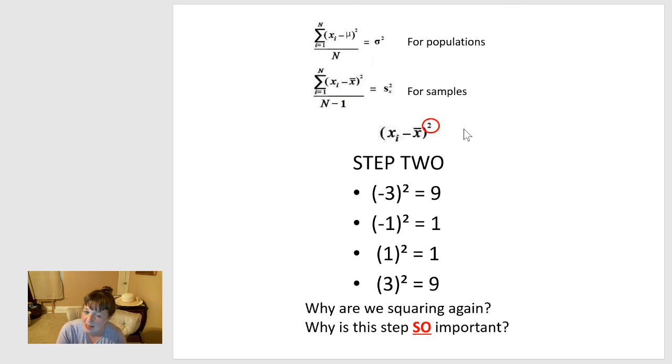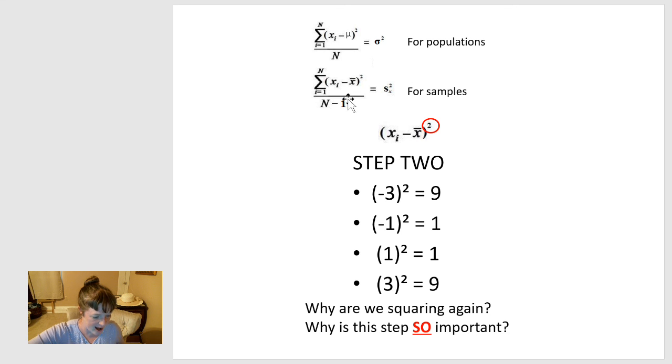And why is squaring again so important? Why do we have to do this step? Because if we didn't, if we just skipped straight to the adding, well, negative 3 plus negative 1 plus positive 1 plus positive 3 is 0. And so we need to do this squaring step. It's so important because all the deviation scores will always average to 0.